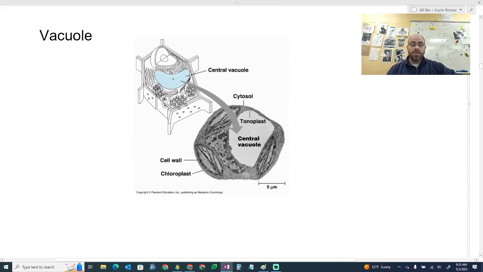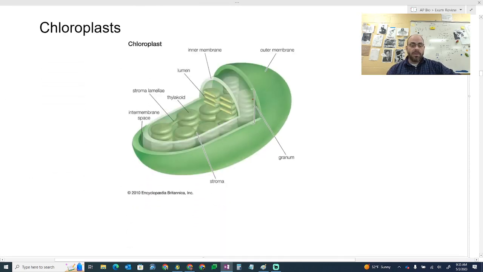Vacuoles. Vacuoles are just essentially storage facilities. Plants have a large central vacuole for water storage. Other types of cells can have vacuoles as well. Could be for fat, water, carbs. There's lots of things that vacuoles can be used to store. Very simple organelle. Chloroplasts are next.